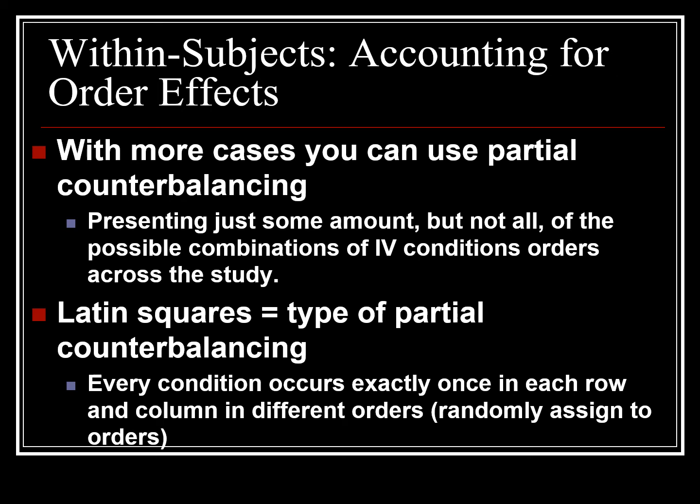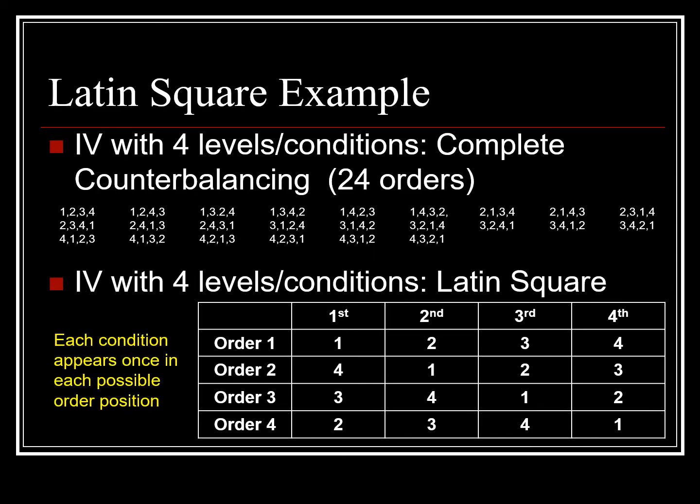So let's take a look at an example of a Latin square. This would be an example of an IV with 4 levels. If we were doing complete counterbalancing, we would have 24 orders. Now this would get rid of potentially any argument of fatigue or practice and any argument of contrast effects. But we need a pretty large sample and we would need 24 different ways of running the study. Instead, we might do a partial counterbalancing using a Latin square. Each condition appears once in each position.